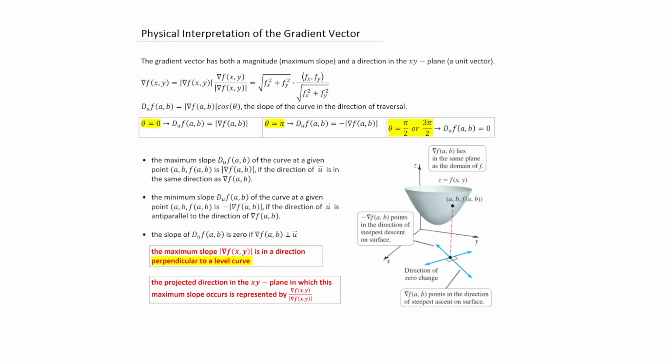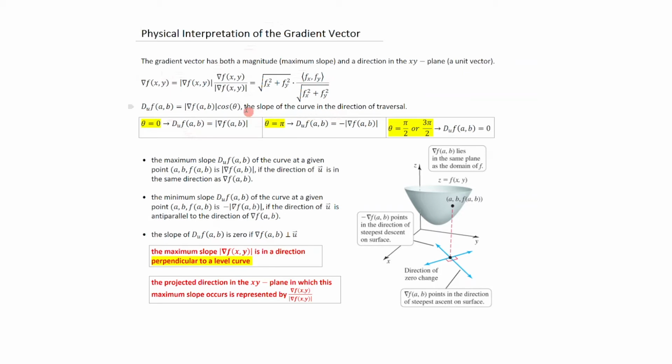Again, the physical interpretation of the gradient vector, let's take another look at it. The gradient vector has both a magnitude, which is the maximum possible slope, and a direction in which that maximum slope occurs in the xy plane. And the direction is a unit vector. So I've basically written the gradient of f as the magnitude times a unit vector. And so this is your unit vector. Previously, we showed that the directional derivative can also be written as the magnitude of the gradient of f times cosine theta, because the unit vector had magnitude 1. And this would give you the slope of the curve in the direction of traversal.